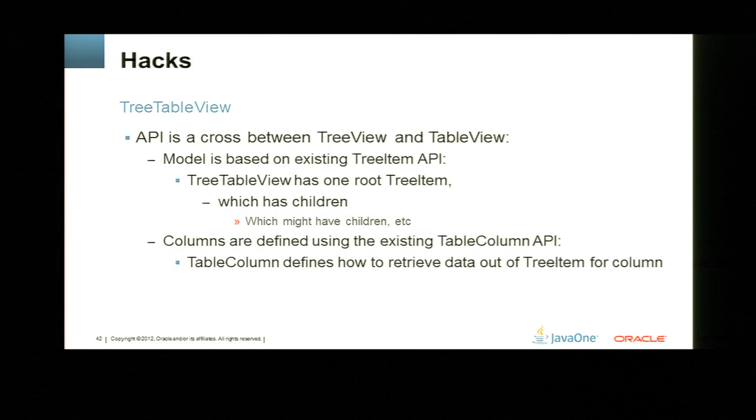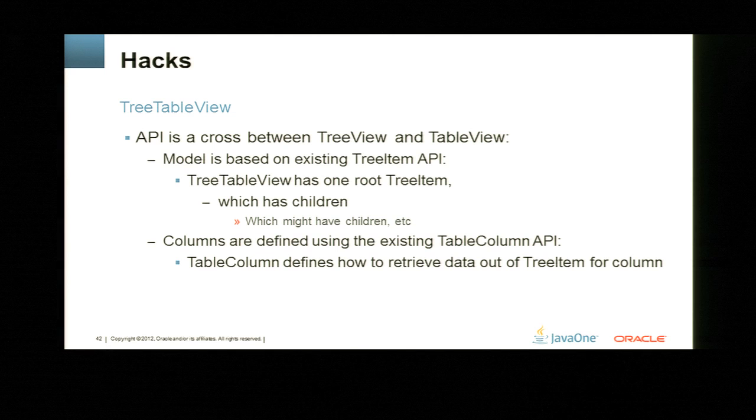So, how do you make a tree table view? My point of view is, the less new API people have to learn, the better. So what I've done in my version, and it's your version if you download JavaFX 8, is I've taken the tree item API, and I've taken the table column API, and in most places I've smashed it together. And then on the implementation slide, I've smashed it together even more.